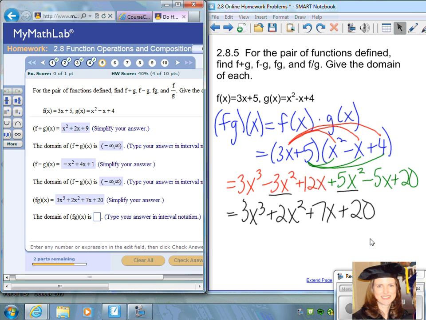And then in terms of the domain, everything you can plug into this function. This has no restrictions. You can plug everything in for x. You can plug in 1, 2, -1, -2, -1,000,000. So the answer is from negative infinity to infinity.